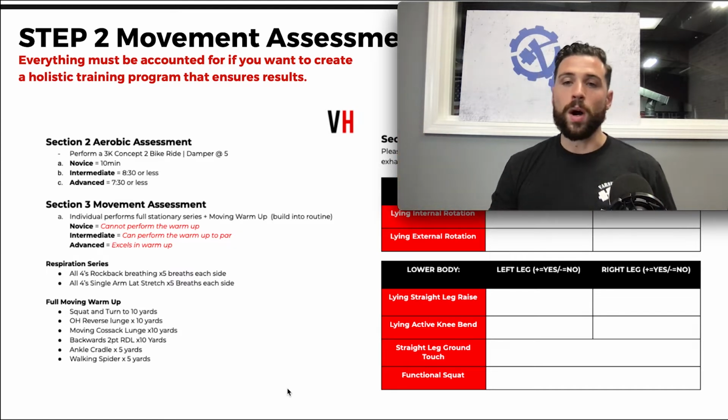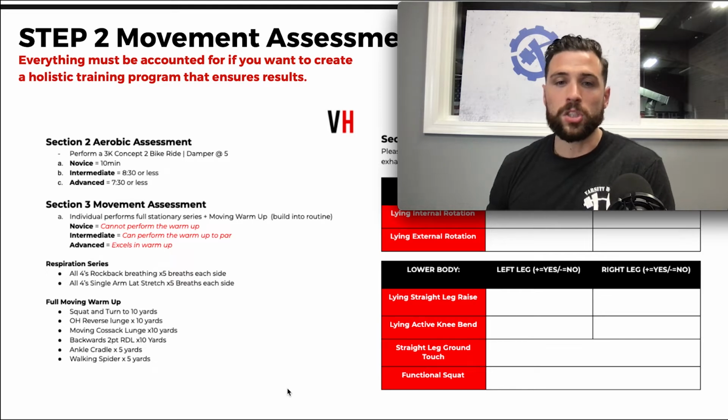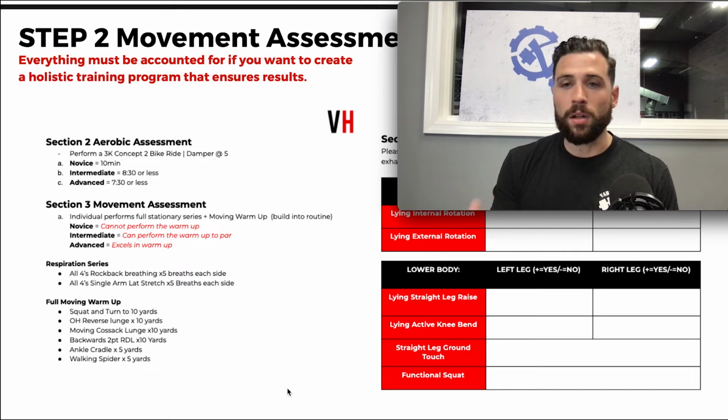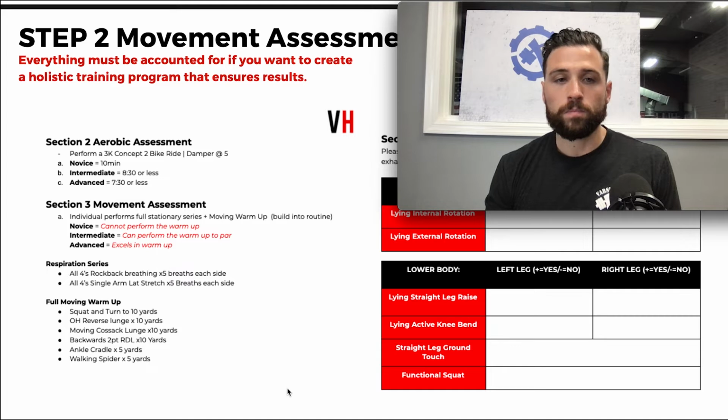Lastly is a functional squat. The functional squat is just a test to see what your squat capabilities are. Can you get to 90 degrees of hip flexion without rounding your lower back? So this is our movement assessment here.